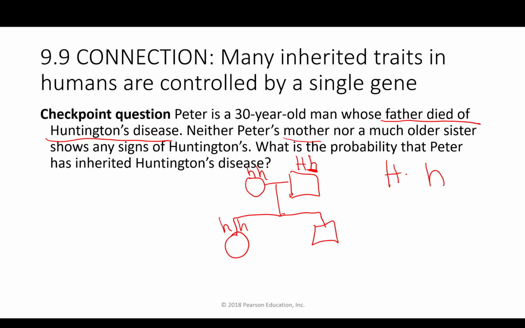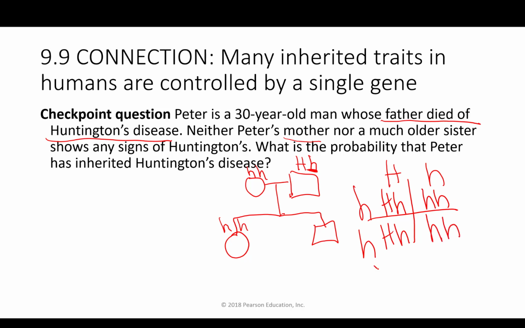So all it is at this point is a monohybrid cross. Mom is little h, little h. Now, because it is dominant, Peter has a 50% chance of having Huntington's because of that big H, and a 50% chance of not having Huntington's disease. Okay?